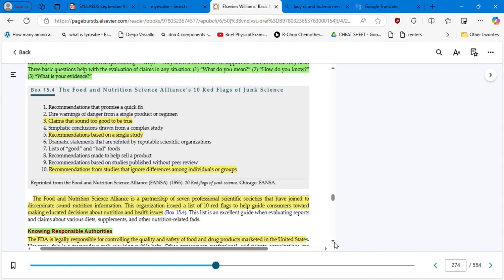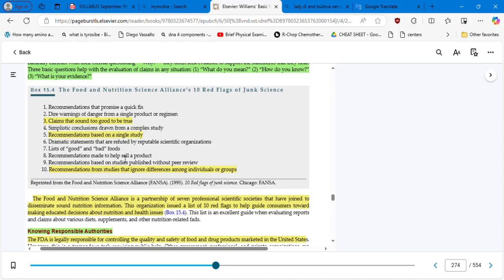So here in this box, the Food and Nutrition Science Alliance 10 red flags of junk science. So if you read the recommendations are a promise to a quick fix, that's a red flag. Claims that sound too good to be true, right? Recommendations based on a single study. In these claims that sound too good to be true, I will include those injections that are promising weight loss on patients that are having diabetes or obesity.